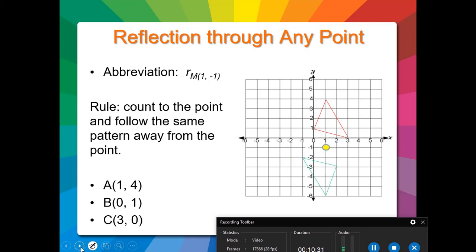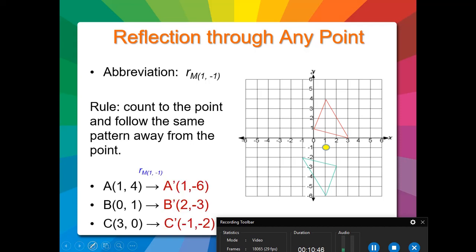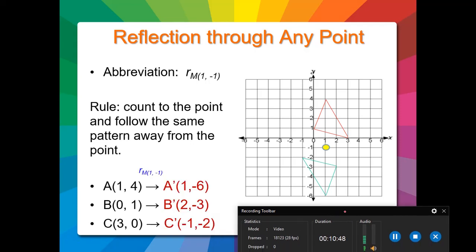Now when I look at this, I see the same shape and I see the same size, but it looks like it's been turned a little bit. So I still have produced a congruent image, it's just been turned. So since there's no rule, I'm going to go ahead and extract my points right from the graph, and I'm going to put my mapping rule, reflect in point M.